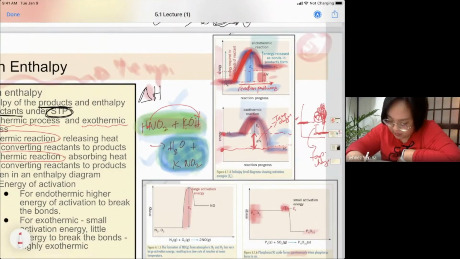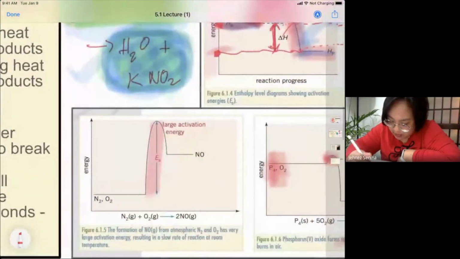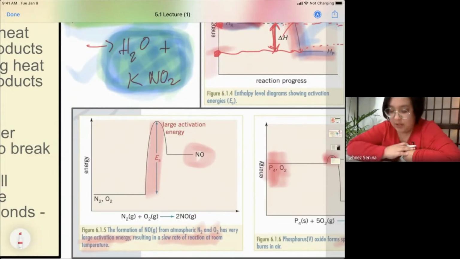Let's just read this. What does it say there? The formation of nitrous oxide from atmospheric nitrogen and oxygen has very large activation energy, resulting in a slow rate of reaction at room temperature. So there's nitrogen in the air, there's oxygen in the air, but we don't usually form this. Where does this form? How does this form? Can you quickly verify with me?